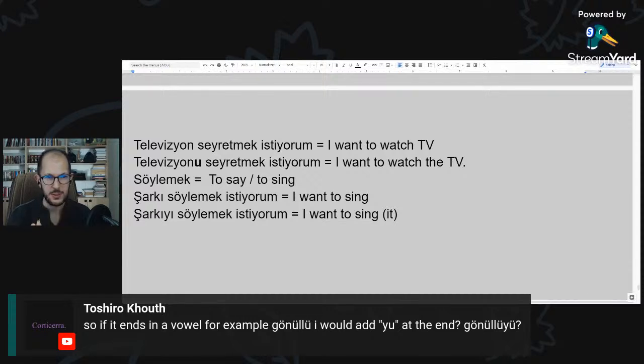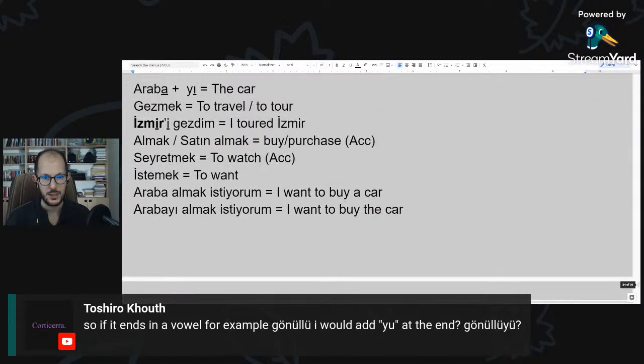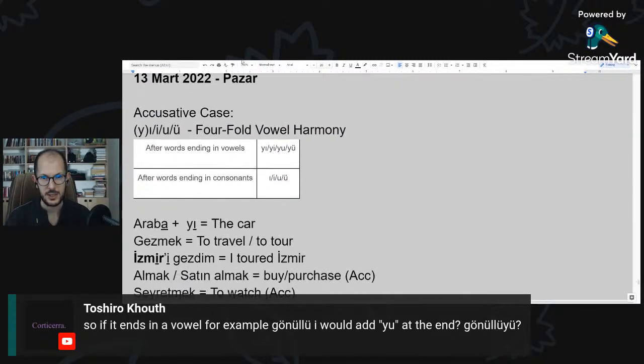So, gönüllü means volunteer, right? Gönüllüyü, right? So you have to add the y, just like that. You can't say gönüllüyü because the ü and the u sounds are different, right? There are different categories. The u is a back vowel, ü is a front vowel, and we already have the ü option for the accusative, if you look at the chart. So it's not gönüllüyu, it wouldn't be correct because we already have an option for the ü sound.